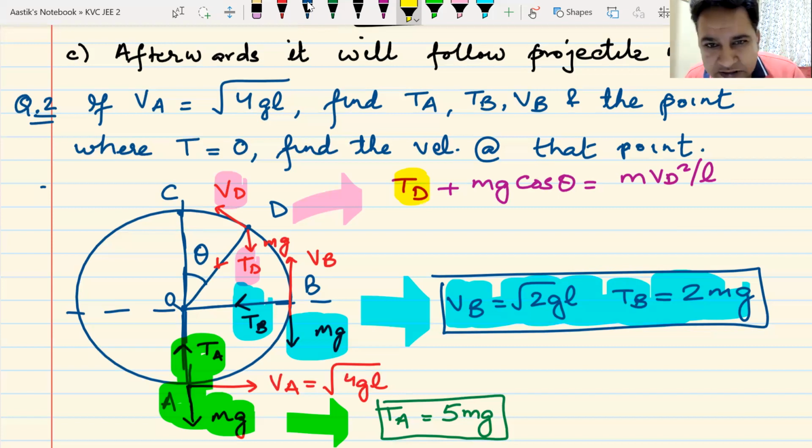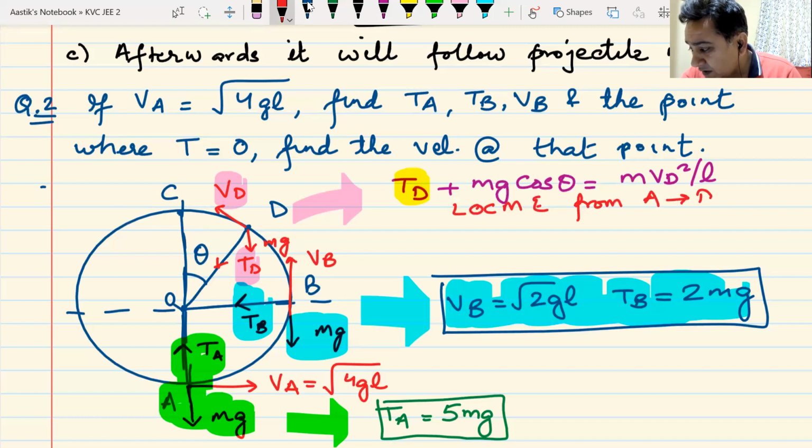So from here I can calculate the value of VD. No, I don't know cos theta. So I just get one equation which relates cos theta with VD. If I know one more equation, I should be able to get the value of both of these. Yes, that's the energy equation. Our old friend, energy conservation, will come to rescue us.